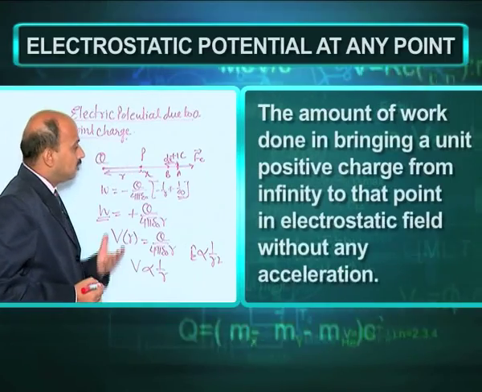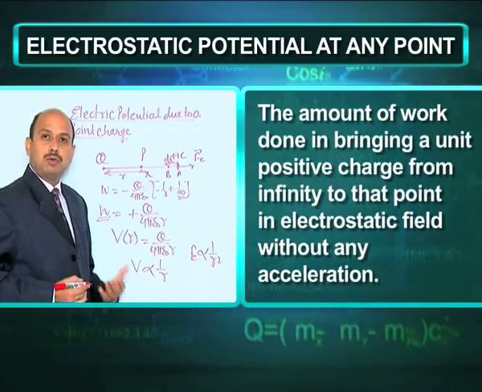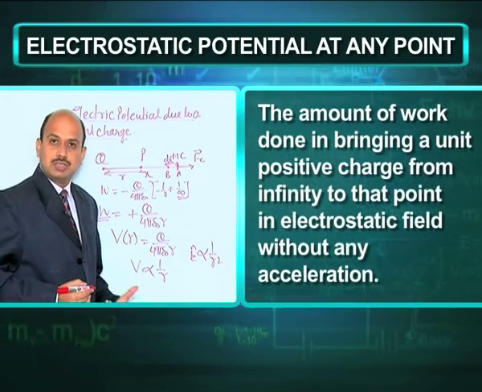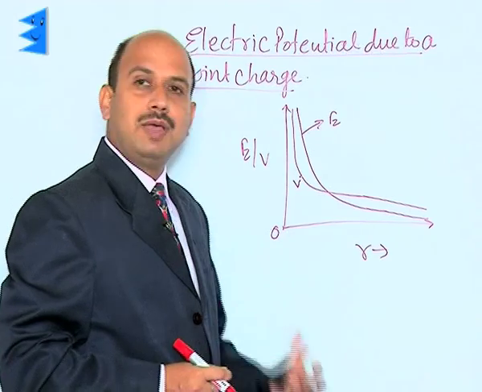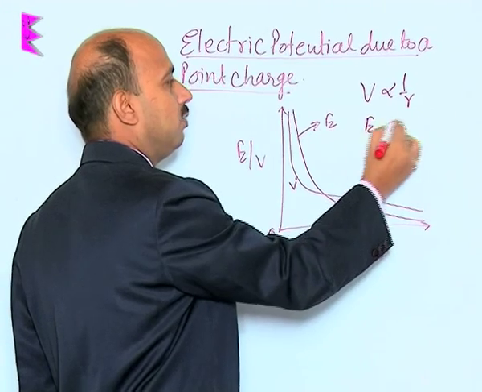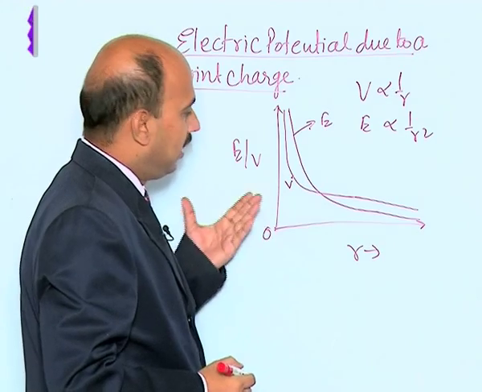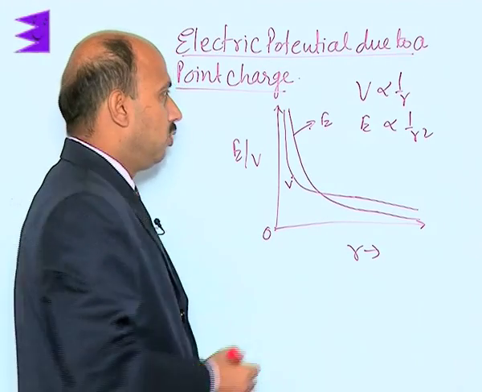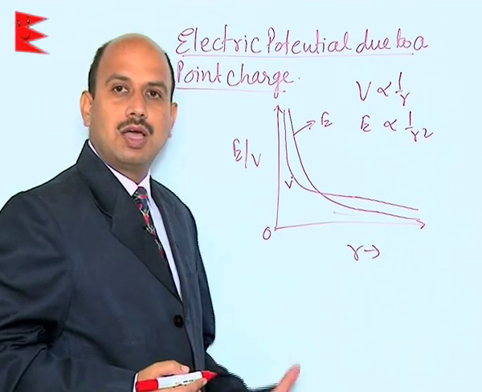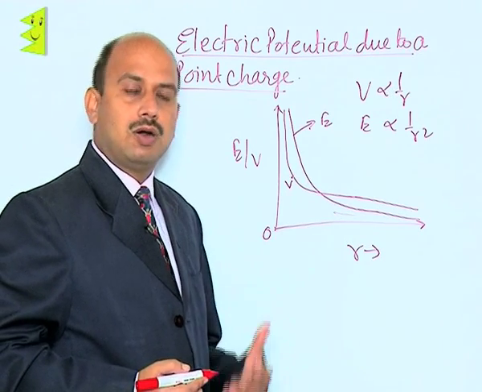So, the electrostatic potential at any point is defined as the amount of work done in bringing a unit positive charge from infinity to that point in the electrostatic field, without any acceleration. As we have done here, V is inversely proportional to r due to a point charge, and E is inversely proportional to r square. This is the variation of E and V with the position vector r. This is the graphical relation you can see here. In the exam you can get questions related to the graph as well as numericals, where we have to calculate electrostatic potential or electrostatic field.